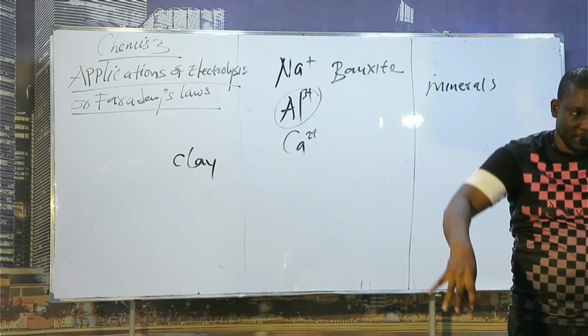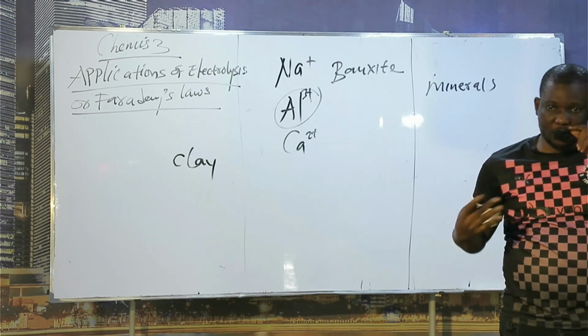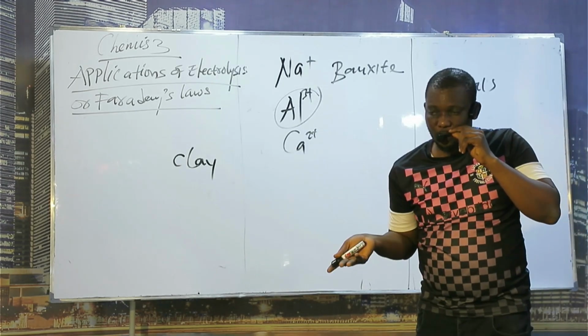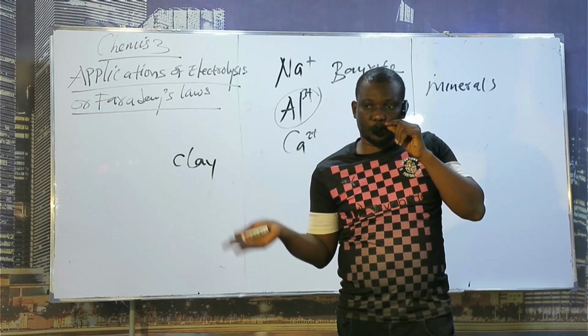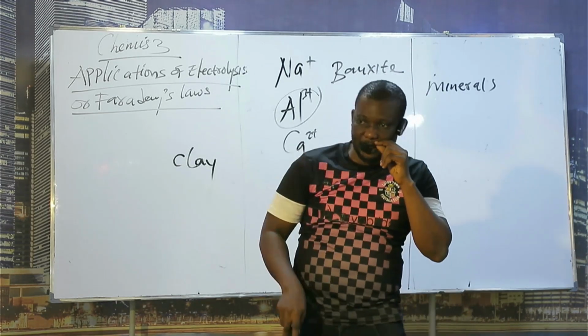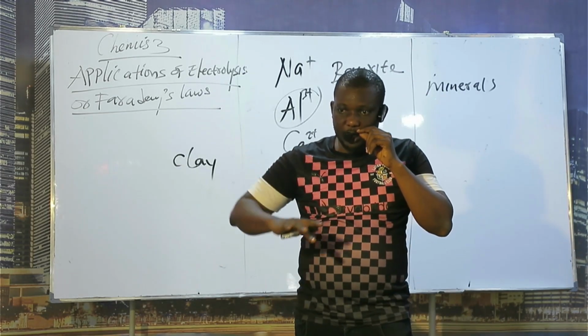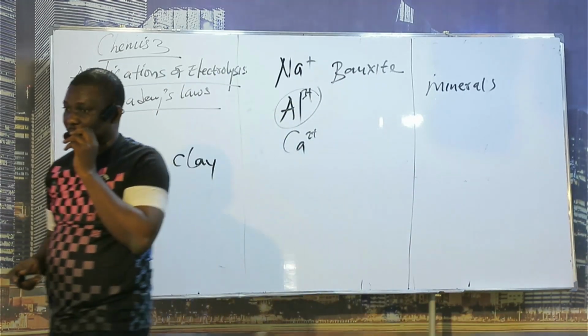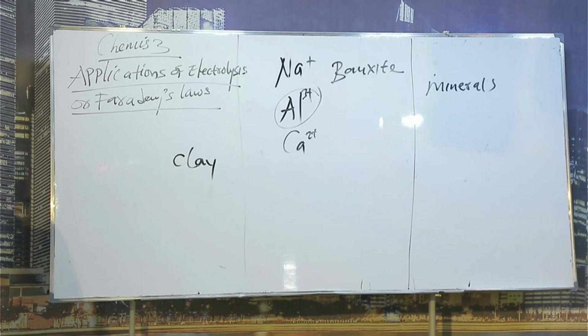How can they combine with silicates? With chlorides? With oxides? With carbonates? With sulfate and sulfide at the same time. When they combine together with impurities, it will now be referred to as what? Ore. It becomes ore. That is how metals exist.